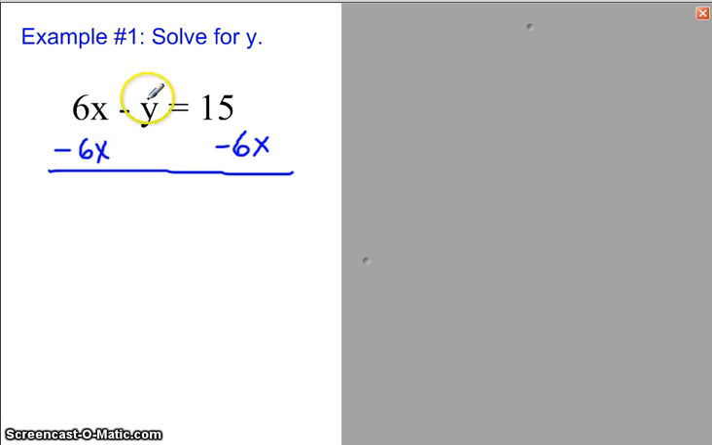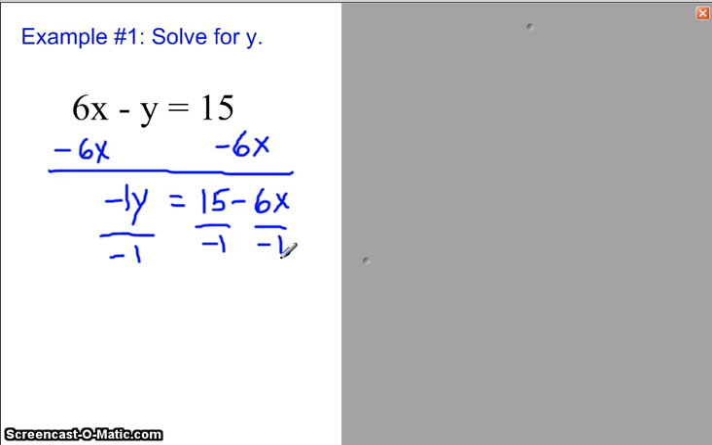And that leaves us, since this is a minus y, we're left with a negative y equals, and we can just leave it in this form, 15 minus 6x. And we almost have the y isolated. It's a negative y. Well, remember that that negative y means negative 1y. So I'm going to divide everything by a negative 1. So this ends up being a positive y.